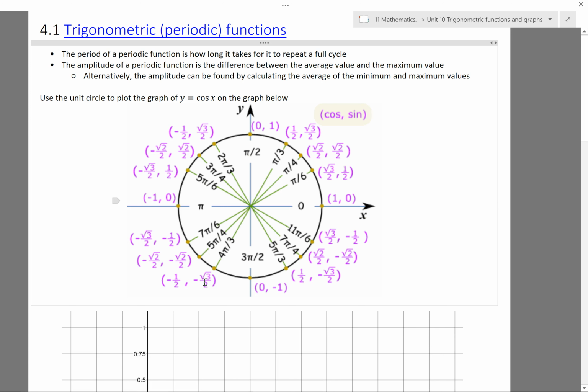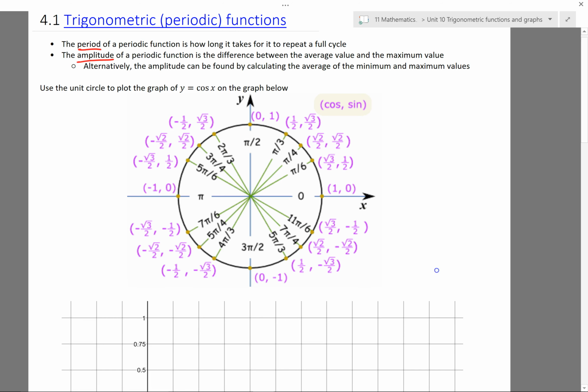Two things to note about trigonometric functions. There's a period, which is how long it takes to complete a full cycle, and the amplitude, which is basically how big it's going in a vertical direction. We'll draw a graph and then have a look at those two things.